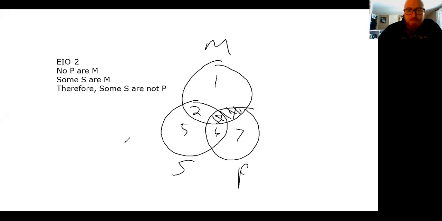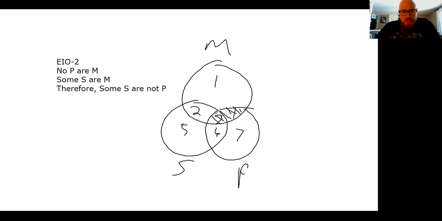3 and 4. So since regions 3 and 4 are shaded, I know that there aren't going to be any P's which are M's. Why? Because these 2 quadrants, regions 3 and 4, are empty. Okay. Now, premise 2 says there's at least one S which is an M. Okay. So there's at least one thing which is an S and an M.